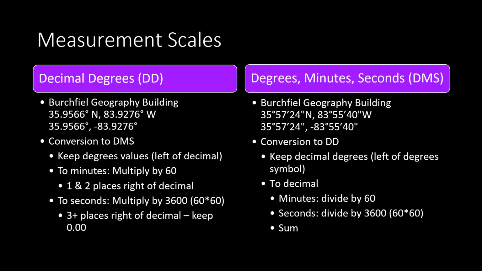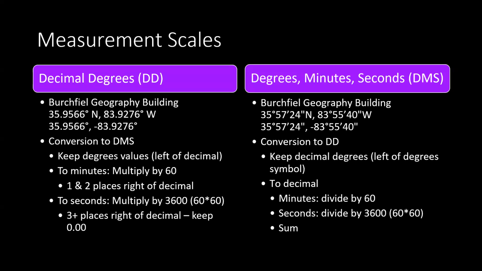Again, there are 60 seconds in 1 minute. There are 60 minutes in 1 degree, or 1 hour. Therefore, there are 3,600 seconds in 1 degree, or 1 hour. 1 degree equals 60 minutes, which equals 3,600 seconds.